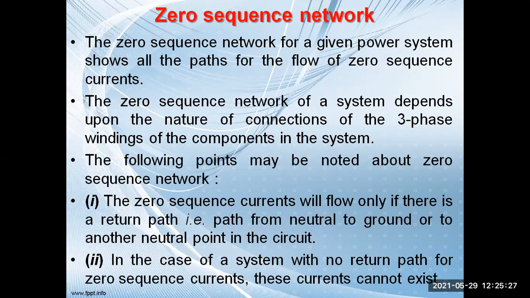The following points may be noted about the zero sequence network. Number one, the zero sequence currents will flow only if there is a return path from the neutral to the ground or to another neutral point in the circuit. In the case of a system with no neutral path for the zero sequence current, this current cannot exist. So zero sequence current will only exist if there is a connection between the neutral and the ground.